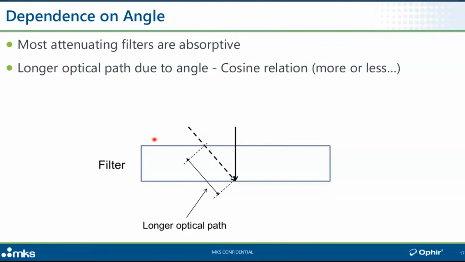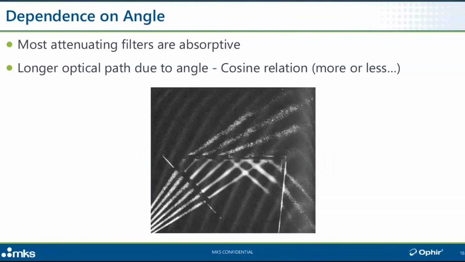The longer optical path increases the absorption more or less as a cosine relation of the incidence angle. I'm going to explain that more or less in a sec. Now, I say more or less because other factors also come into play, such as losses due to reflection off the front surface, which is affected by angle.